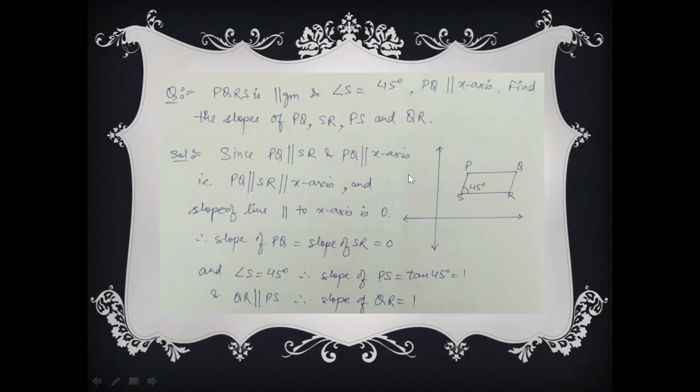In the second part, we need to find the slope of PS and QR. Since both are parallel to each other, the slope will be the same. First we'll find the slope of PS because it is making an angle of 45 degrees. The slope of PS will be tan 45, which is 1. Hence, the slope of PS is 1 and QR also is 1. So we got all four slopes. I think it's clear to you.